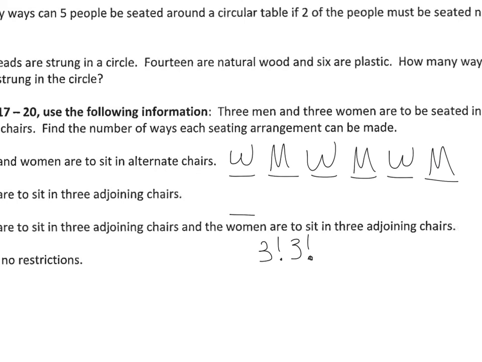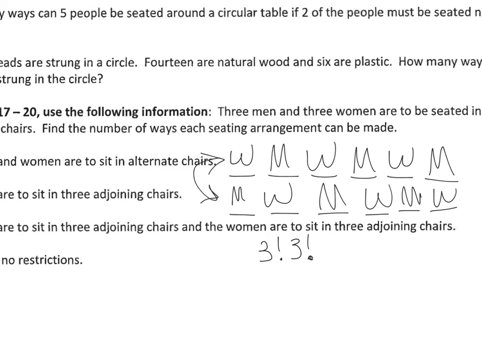However, that's only when the woman comes first and then the man. We could also have the possibility of the man being seated first, then woman, man, woman, man, woman, which is also 3 factorial times 3 factorial. These two are independent events of each other. So therefore, it's going to be 3 factorial times 3 factorial times 2, because it's happening twice, which is 6 times 6 is 36, times 2 is 72.